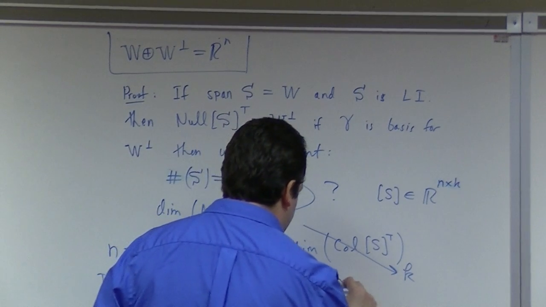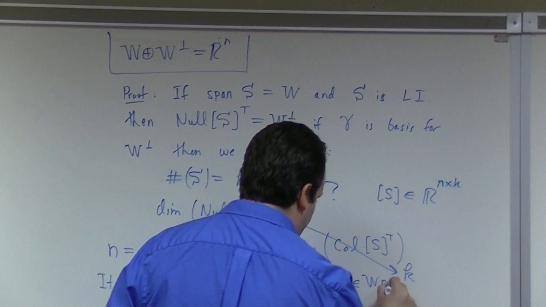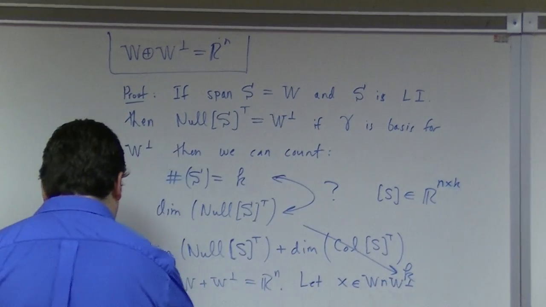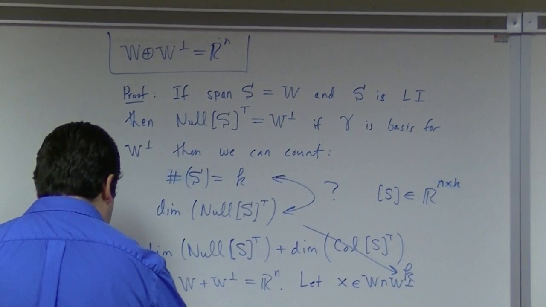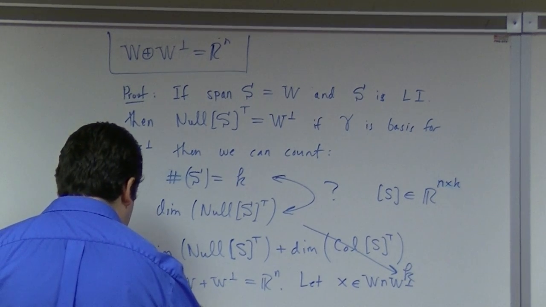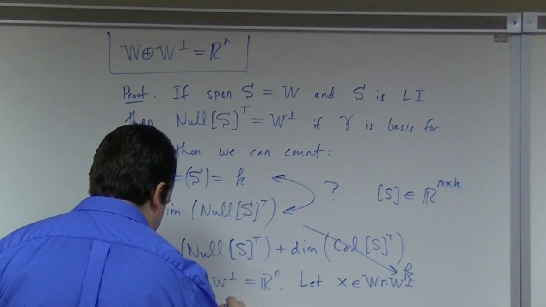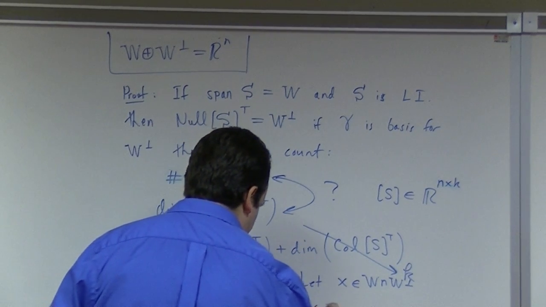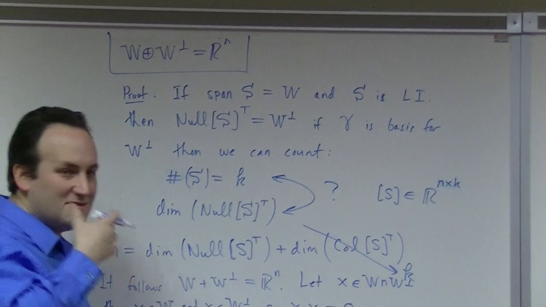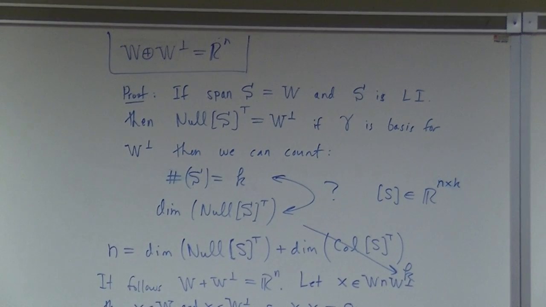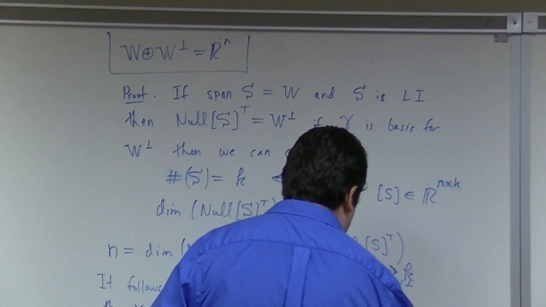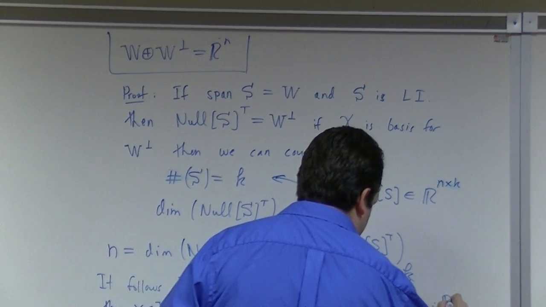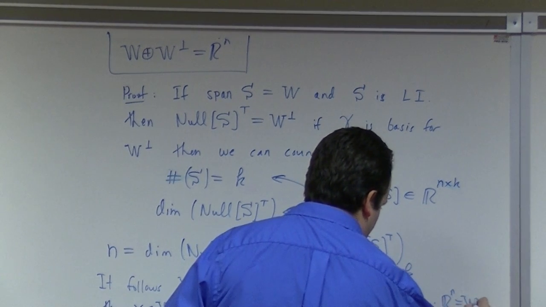Yeah, the intersection is zero. So let x be an element of the intersection. What's that mean? x is an element of W, and x is an element of W perp, that's right. So x dot x is equal to what? It's equal to zero, right? Because x dotted with anything in W is zero. So that implies x is equal to zero. And there you go. R^n is the direct sum of W and W perp.